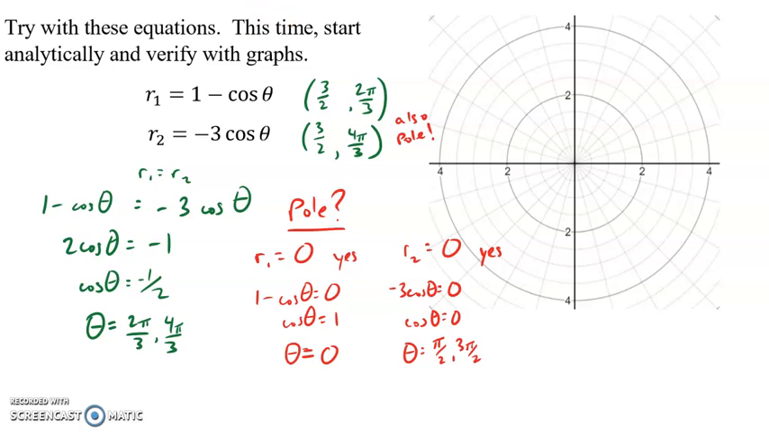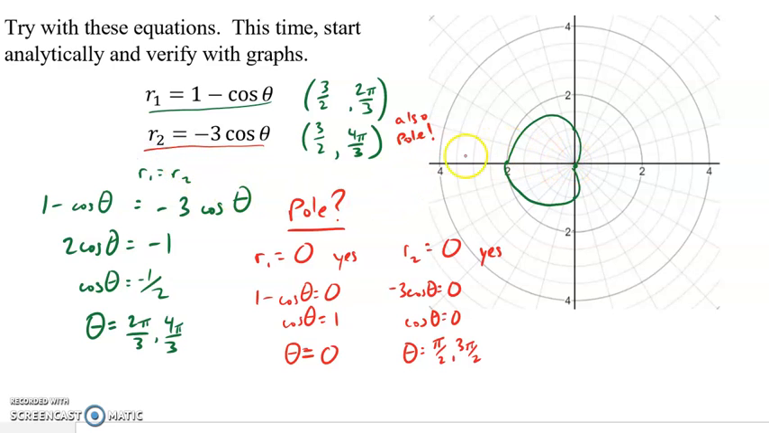So we can verify this graphically. We'll start with 1 minus cosine of theta, which is going to be a cardioid, I believe. Our r value starts at 0 and goes up to 2, and then goes back down to 0. So that's R1 in green. And R2 in red is going to be a circle that goes to the left, altitude 3.